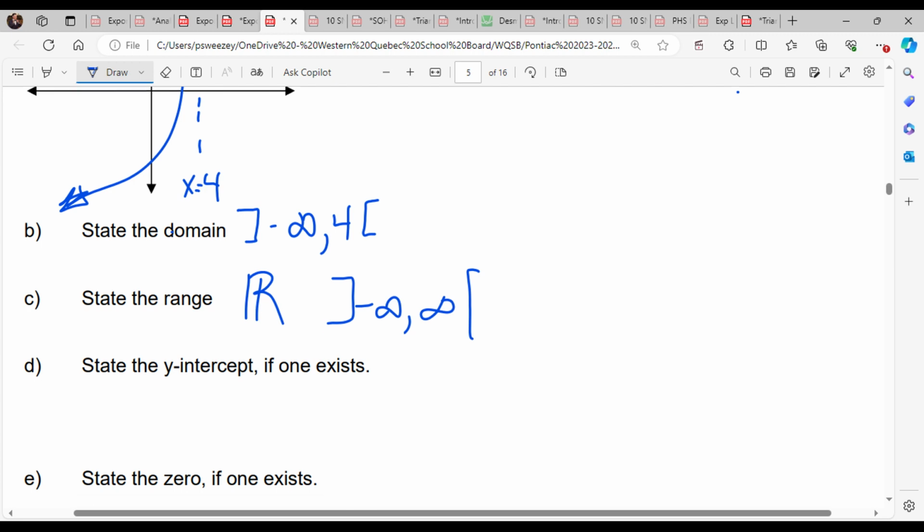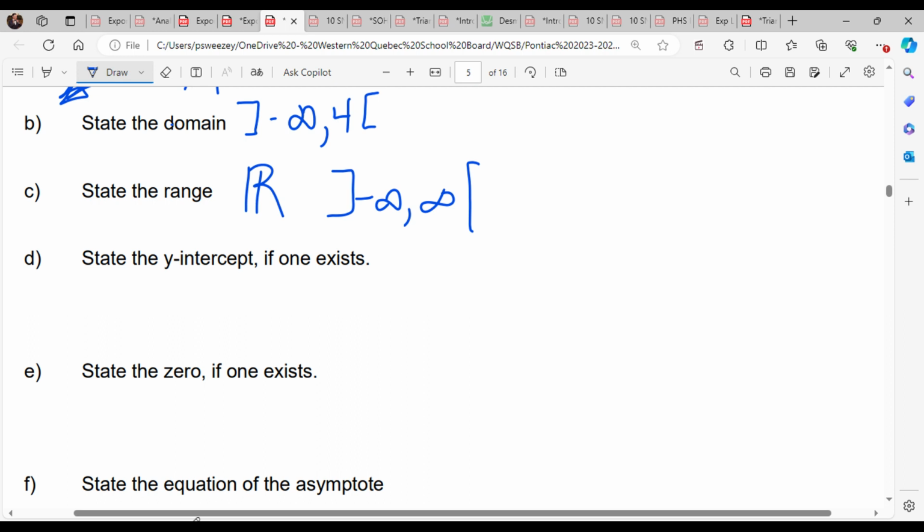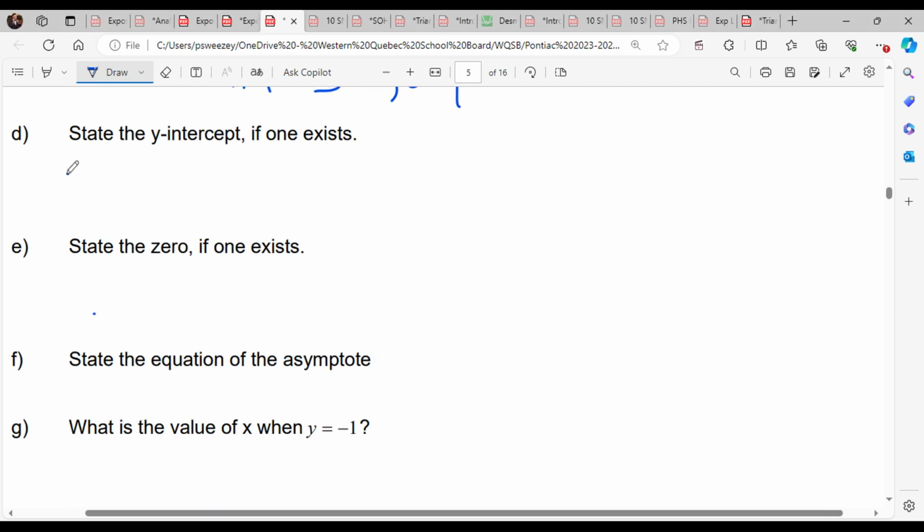I'll give you a little more time to do these on your own, and then we'll get down to it. Get after it, and don't run out of time. So state the y-intercept if one exists.